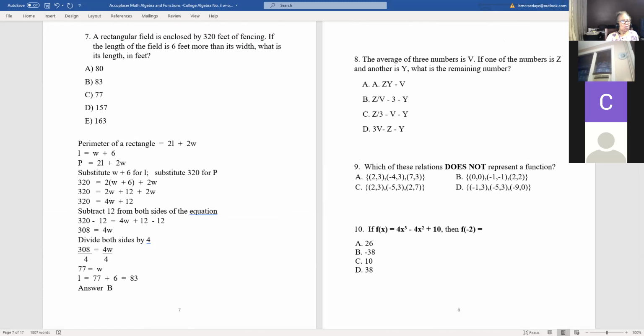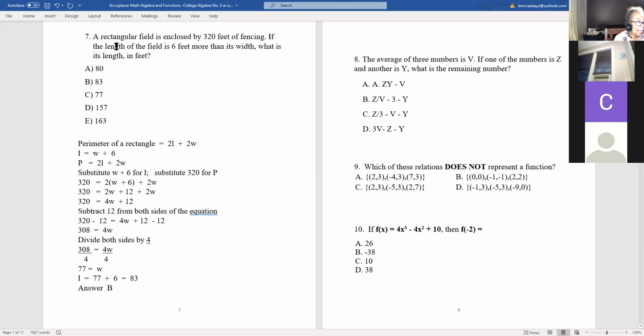Now, let's go back over this again. The perimeter of a rectangle is 2 times the length plus 2 times the width. Follow? Because the length and width are different for a rectangle. Length and width are the same for a square, but for a rectangle, they're different.